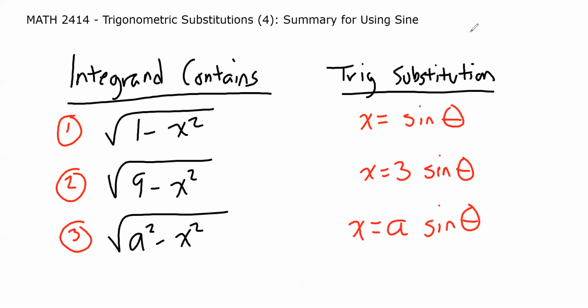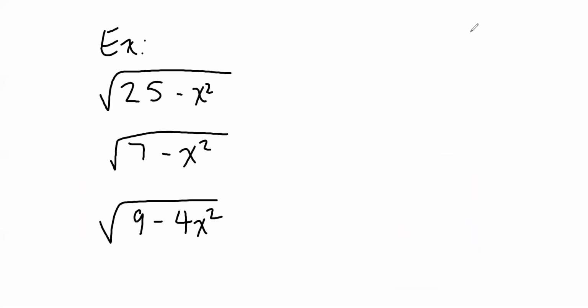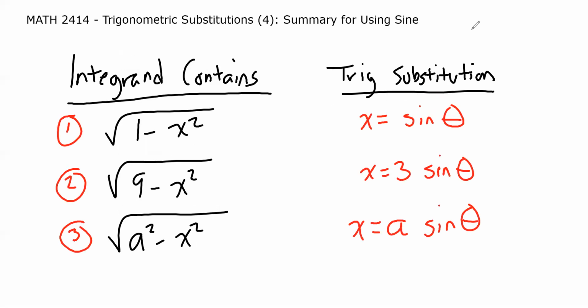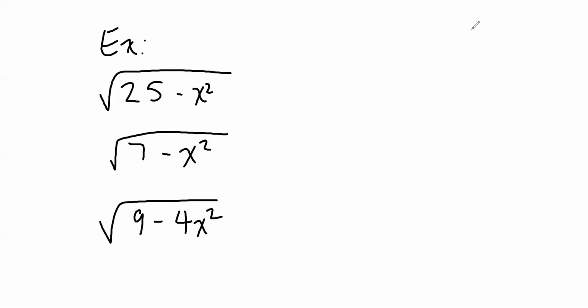Let's try a few, not where we're integrating, but just determining the substitution. First one's easy, second one's trickier, and the third one involves something I haven't shown you yet. Let's take the square root of 25 minus x squared. By the way, it's important to point out that in these subtraction problems, the x squared is on the right side of the subtraction because the trig identity we're taking advantage of has the trig function on the right side of the subtraction.